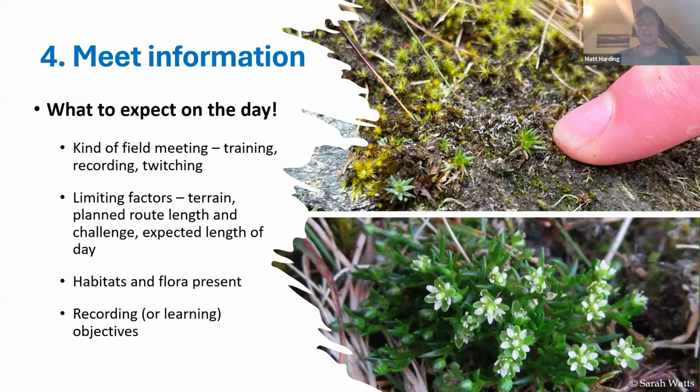It's a really good idea to spell out the limiting factors beforehand to people, so they can self-assess themselves as to how they'll find it. They may decide not to come, or may decide to split into an easier walk. The terrain, the planned route length and challenge, the expected length of the day. These are really important things to put in there, because if someone comes and they can't physically do it, you can then point to the joining instructions and say, well, we were very clear about what was involved. We're very sorry, but there it is.